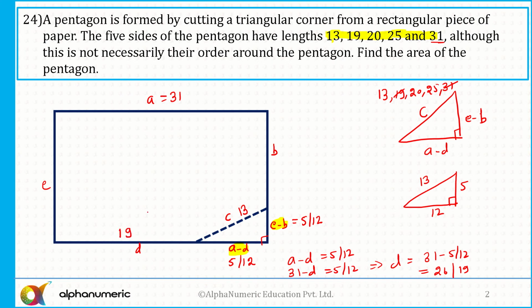And 19, that is the case here. So now this is 19, which means A minus D is equal to basically what? This side is 12, so this is equal to 5.